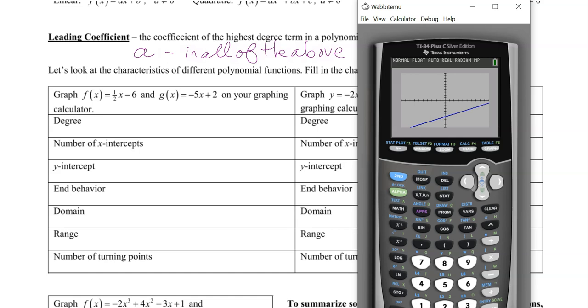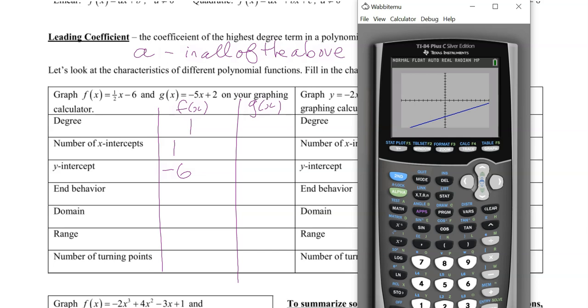What degree is this? Let's split this. We'll do f of x, and we'll do g of x. A straight line is always of degree 1. How many x-intercepts? If it's a straight line, then there will be 1 x-intercept. What is the y-intercept? We can get that from the equation, or we can count on the graph. It's negative 6. I didn't want to answer them all.